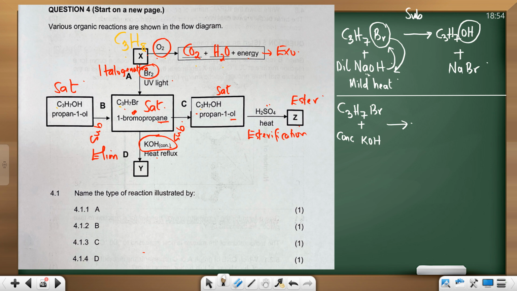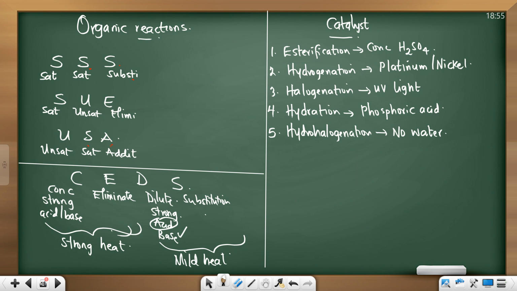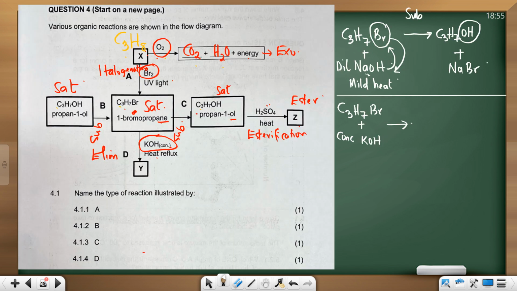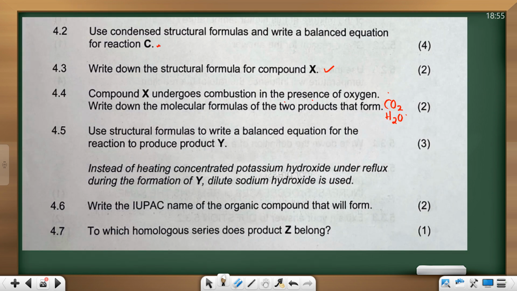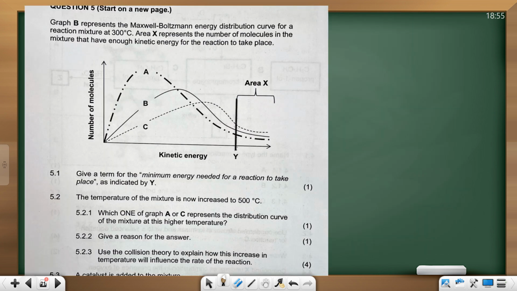Elimination. Why? Because it's concentrated. Did they say what? What did they say? Structural, right? Sweet. Can we get those 3 marks very fast? Once you know what's going on, what do we have?